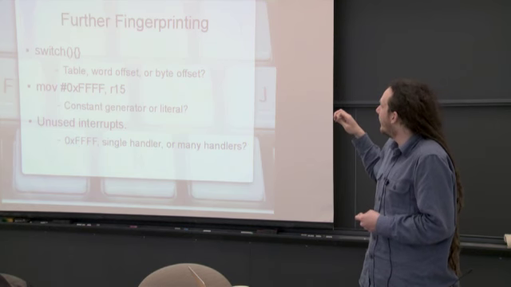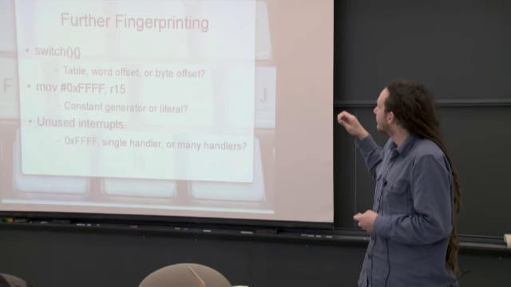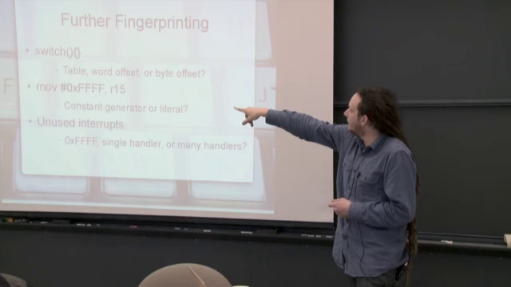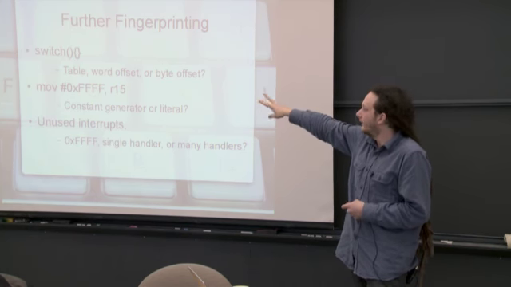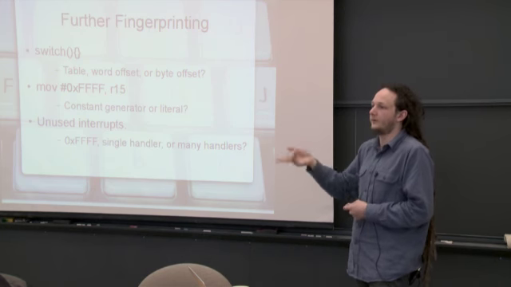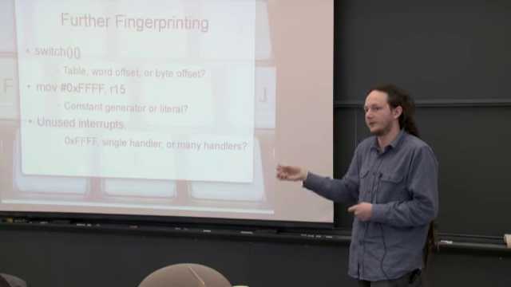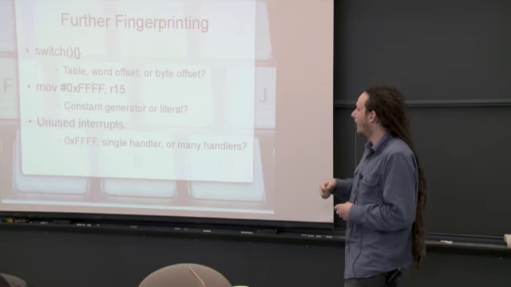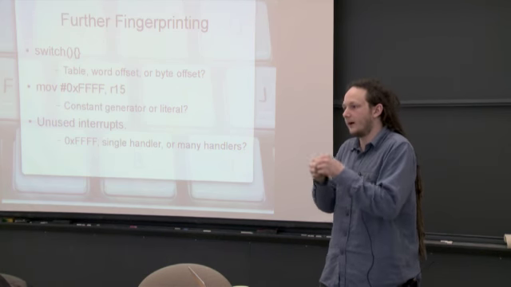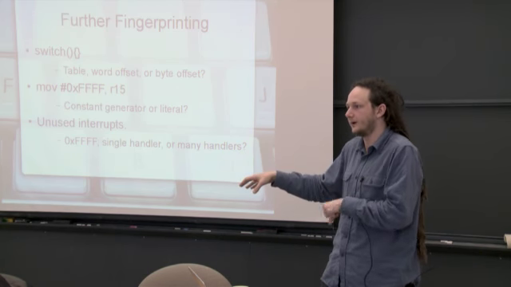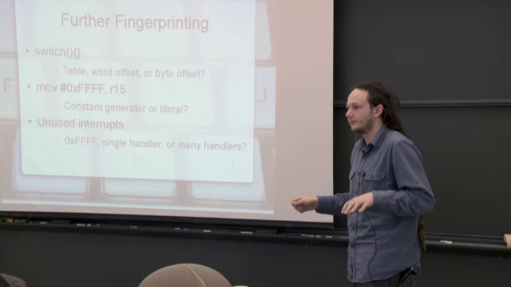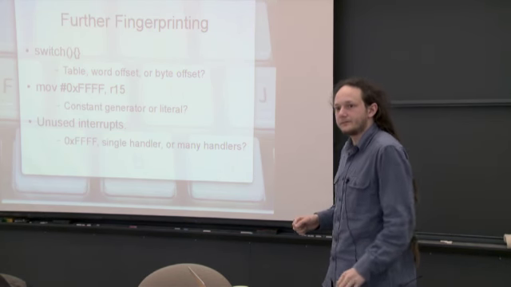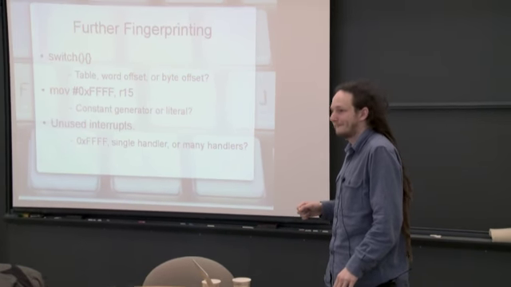You can also, like the move FFFF into register 15, this instruction can be assembled two different ways. So you can actually fingerprint the assembler as well as the compiler. And if you notice that a program is made which uses one compiler in some parts and a different compiler in other parts, it was probably written by two different people. So that's how people do the Stuxnet attribution.